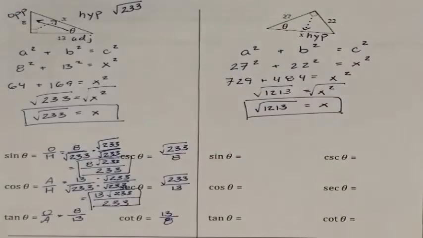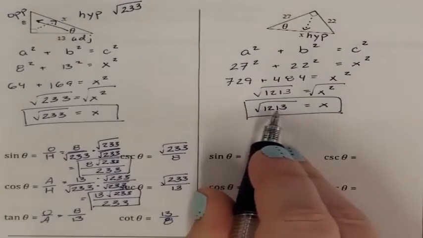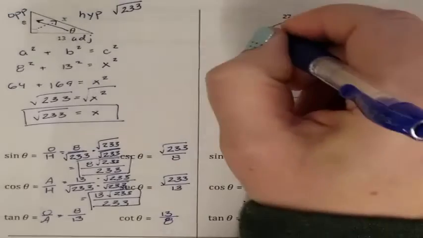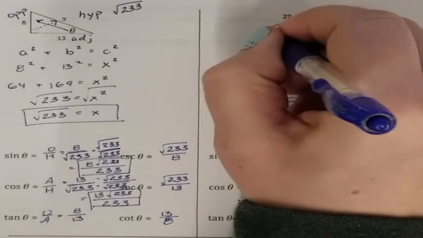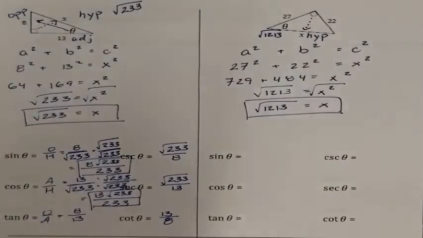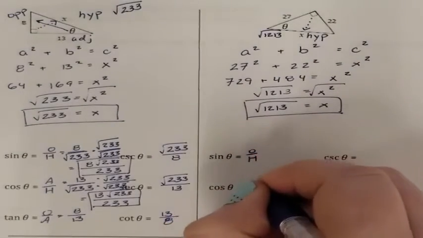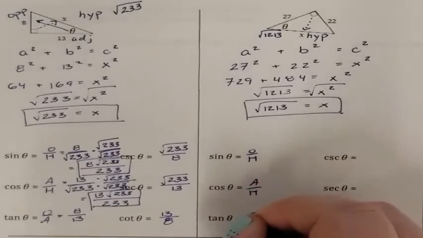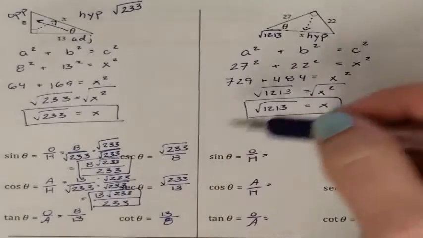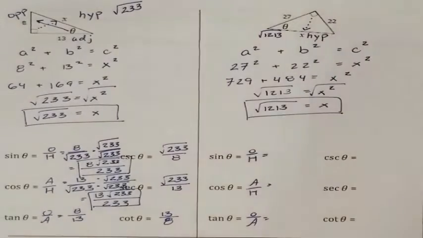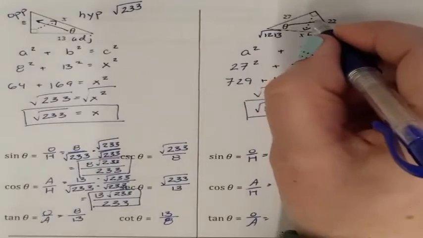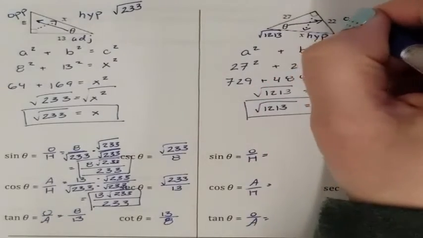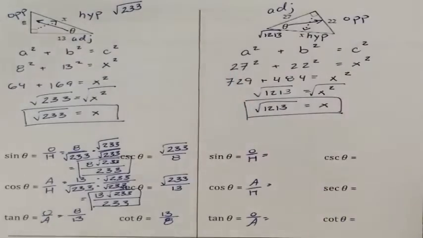So we do not want decimals. The square root of 1213 is my hypotenuse. My hypotenuse is the square root of 1213. So I have SOH CAH TOA. Looking at my theta, theta is the one that's determining who is opposite. Opposite's immediately across, and adjacent is always immediately next to.